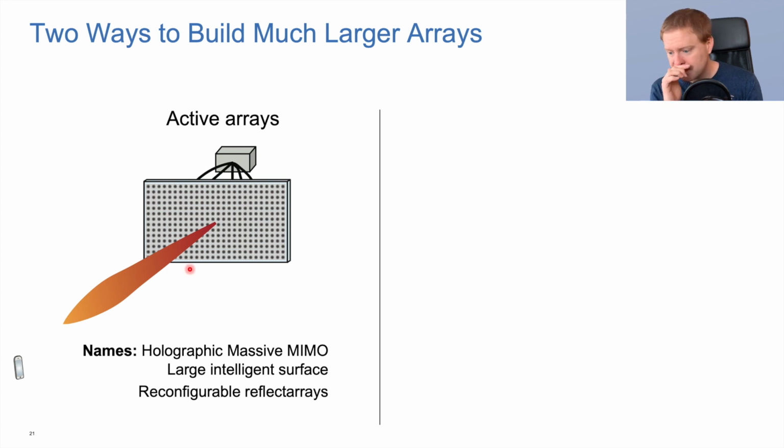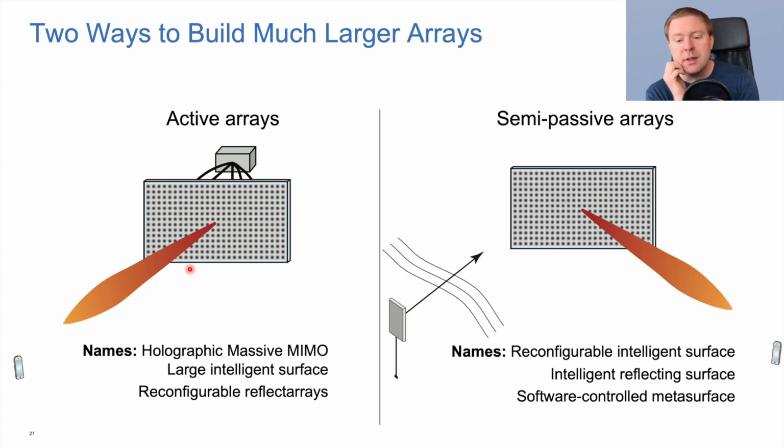Another option is something called semi-passive arrays, and this is what reconfigurable intelligent surfaces is about, where you have a signal transmitted from one location, you have an array located at a different location, and this array can reconfigure its properties to reflect signals as a beam towards a desired location, like the user here. And intelligent reflecting surfaces is another name, software controlled metasurfaces is yet another name. There are many different names for this type of technologies.